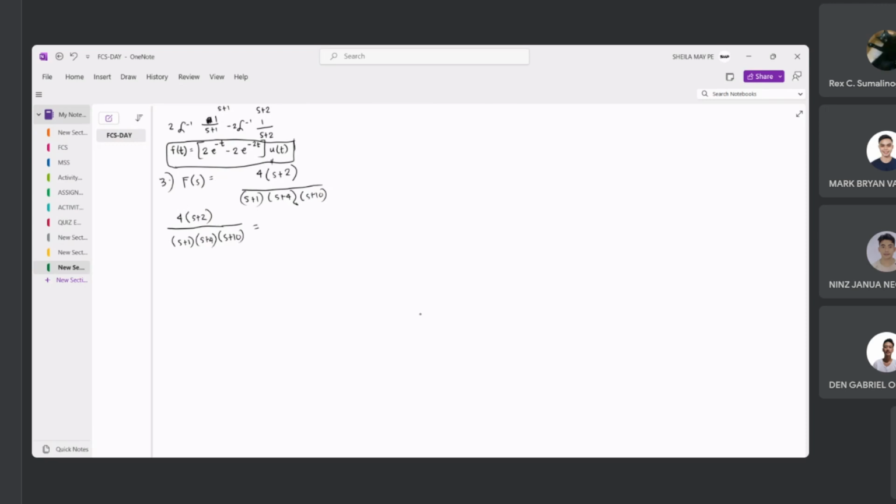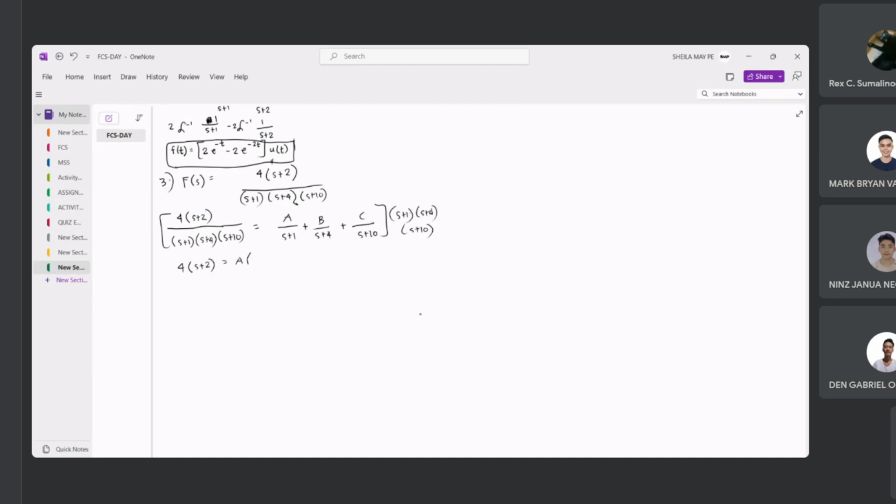Since we have 3 factors here, basically we have 3 roots, namely A over s plus 1, B over s plus 4, C over s plus 10. Multiply the whole equation by the denominator s plus 1, s plus 4, s plus 10. Okay? So what remains on the left side is just the numerator.